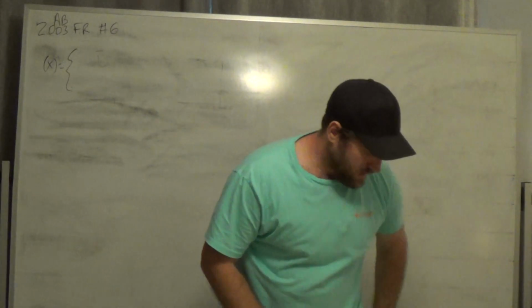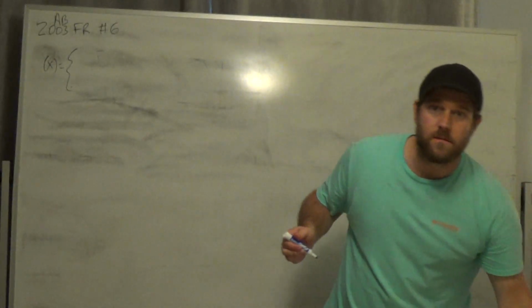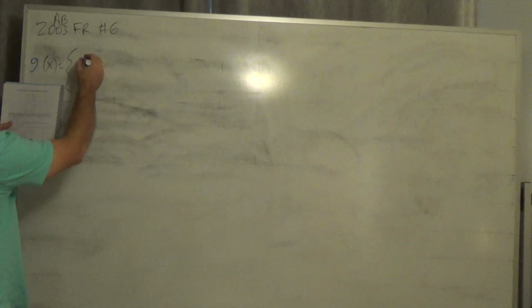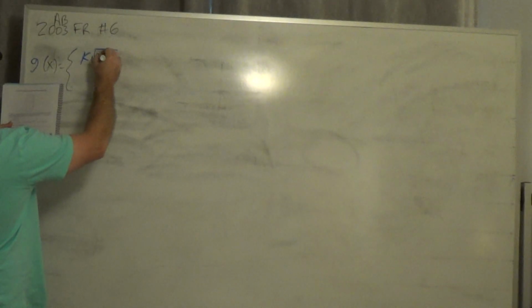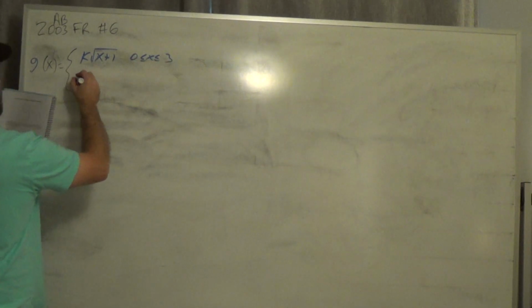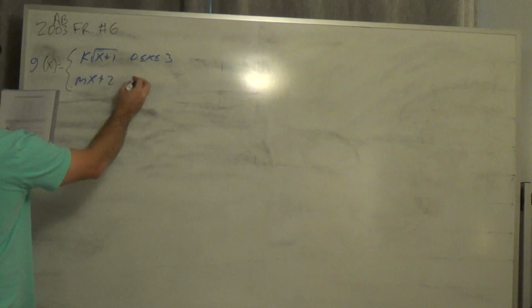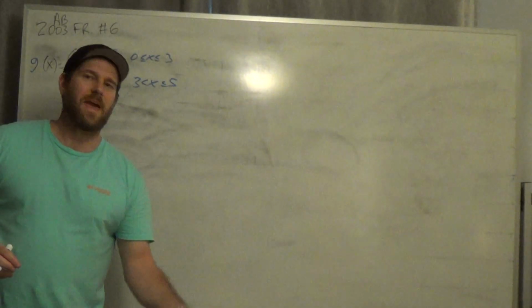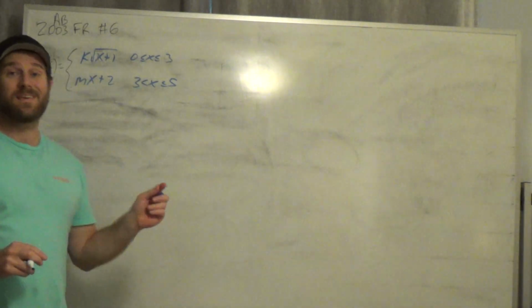Okay, so let's go ahead and write down what is g of x. We'll use it in blue, so if you're fast forwarding, you'll be like, oh, it's blue. And that'll be fancy. All right, they want us to find the values of k and m to make this thing differentiable.